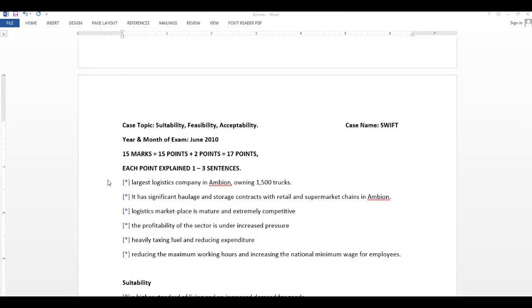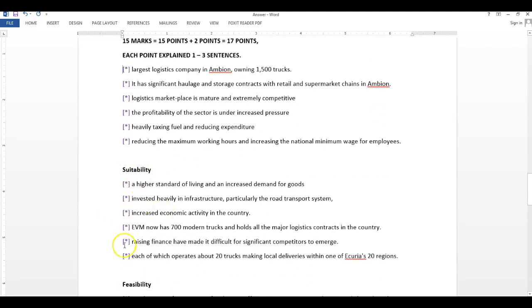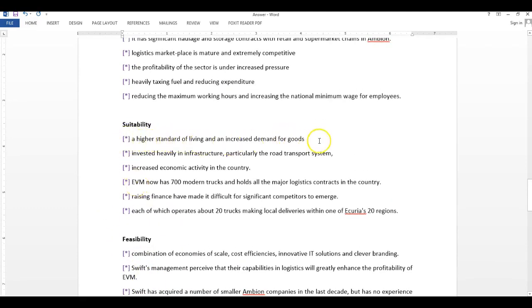But in an exam, you should know how to pick out the points like how we did, and you have to structure your answer the way we did. In the exam, don't write points like this, but write them in sentences, such as 1, 2, 3 sentences for each and every point.